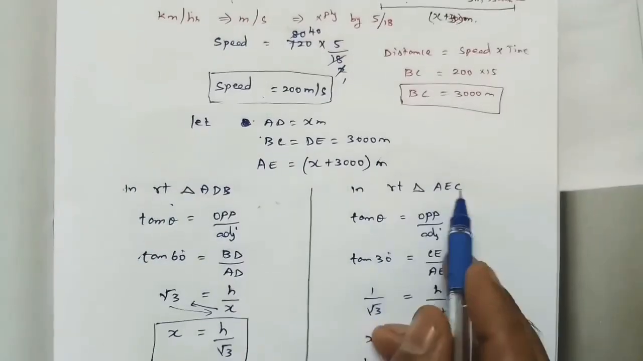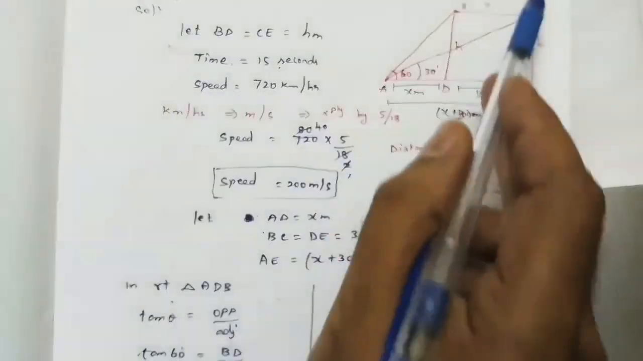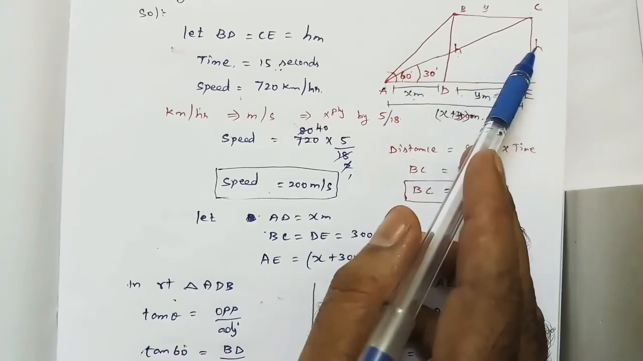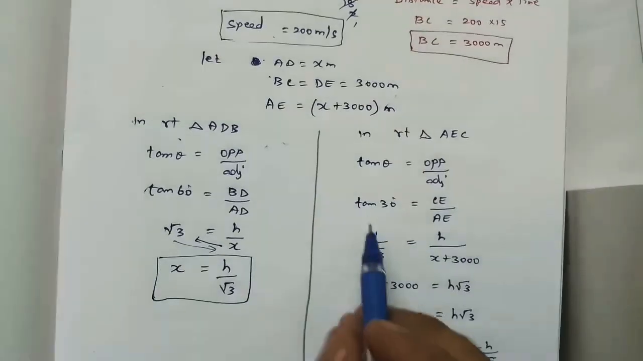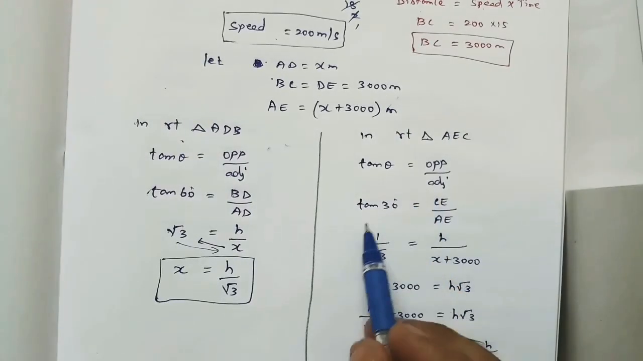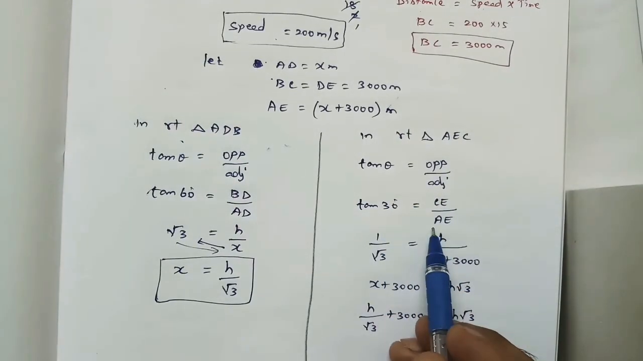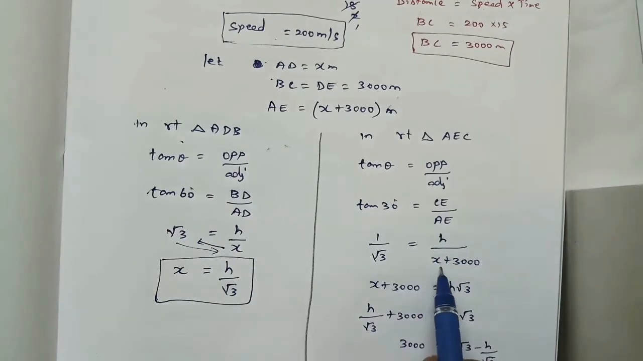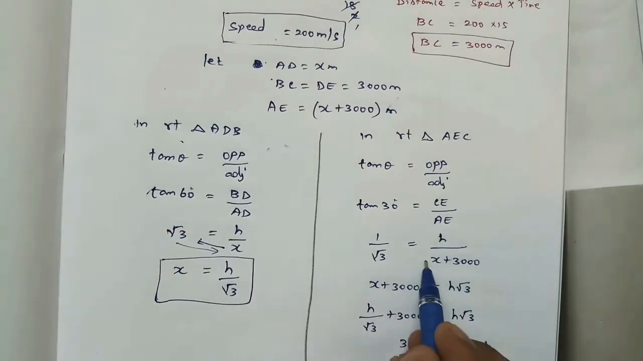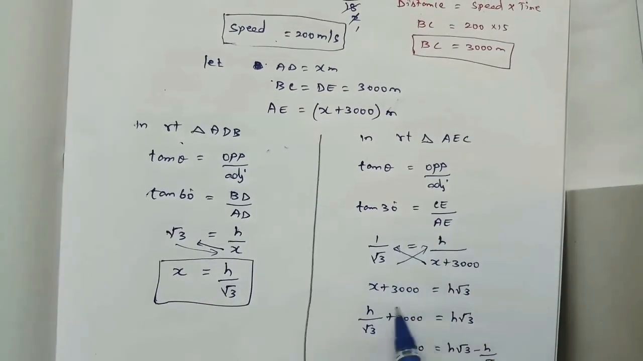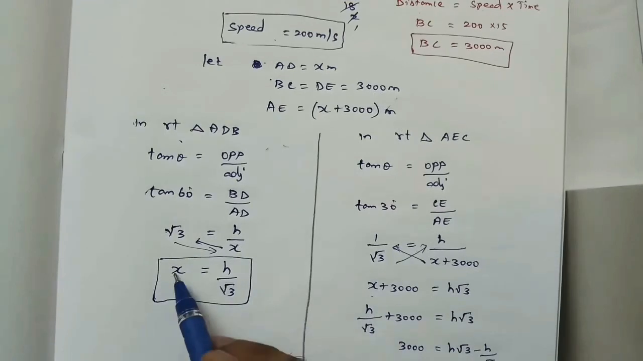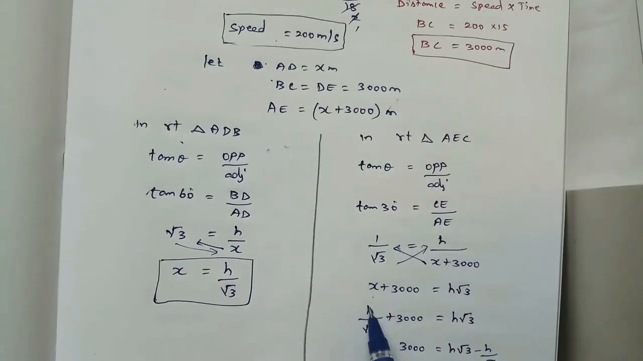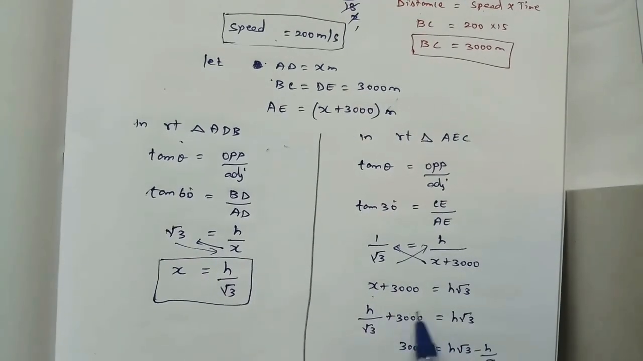Next, in right triangle AEC, what is the angle? 30 degree, opposite side H, adjacent side X plus 3000 meter. So tan theta is equal to opposite by adjacent: tan 30 degree is equal to CE by AE. CE is H, AE is X plus 3000. Bringing this to the LHS and root 3 to the RHS, X plus 3000 is equal to H root 3. Already we know that X is equal to H by root 3. Substituting for X, H by root 3 plus 3000 is equal to H root 3.